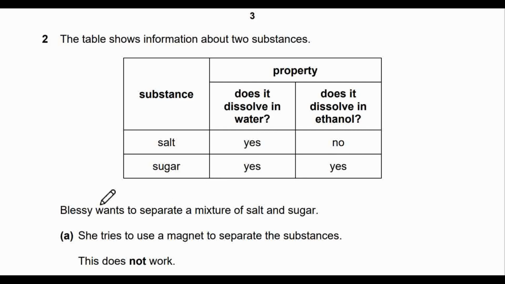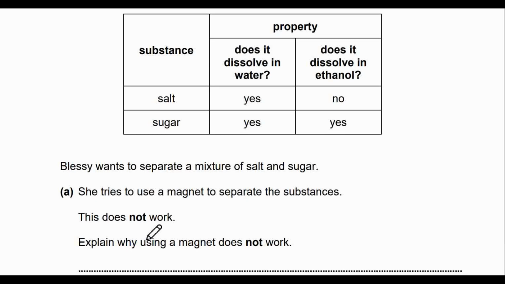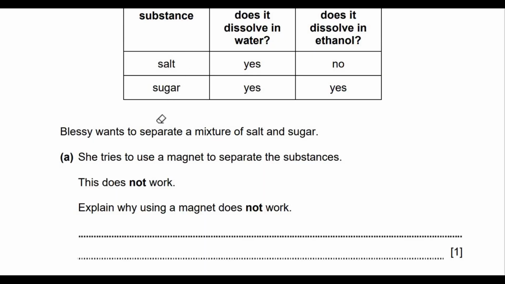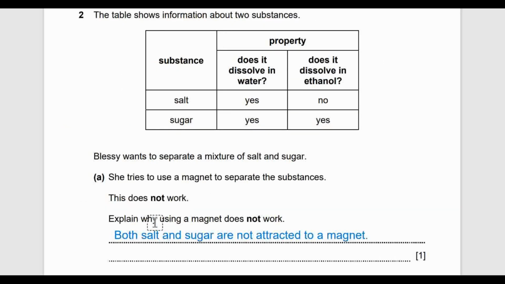Blasi wants to separate a mixture of salt and sugar. She tries to use a magnet to separate the substances. This does not work. Explain why using a magnet does not work. Well, salt and sugar, both of them are not attracted to a magnet. That's why it doesn't work. So this is our answer. Both salt and sugar are not attracted to a magnet. So let's move on.